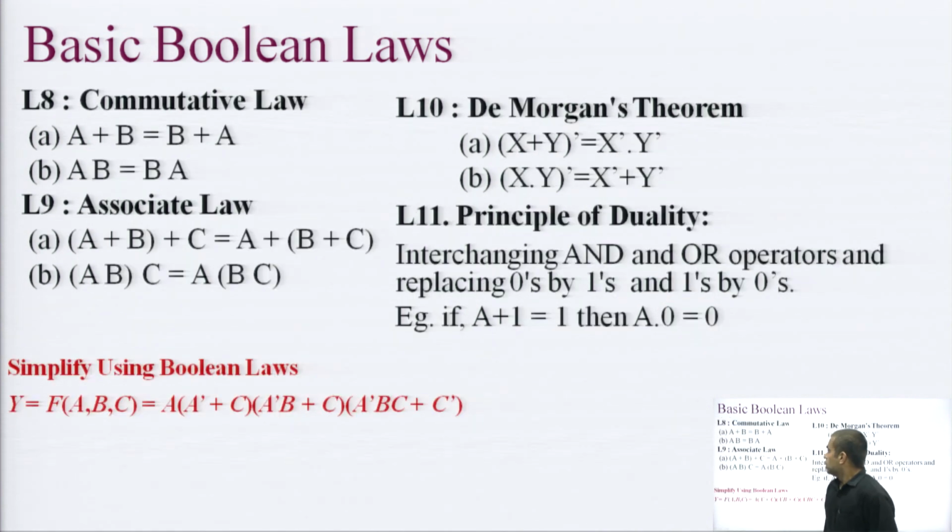Then coming to the commutative law, A plus B is equal to B plus A, and A dot B is equal to B dot A. That means, two variables if they are to be multiplied together, order does not affect the actual result, we can add any of them first.